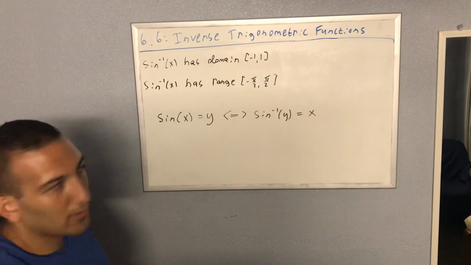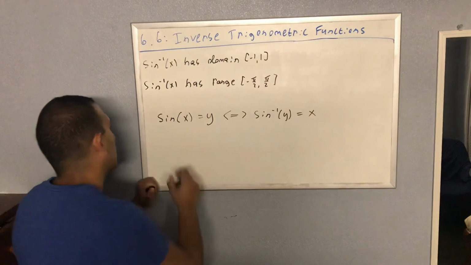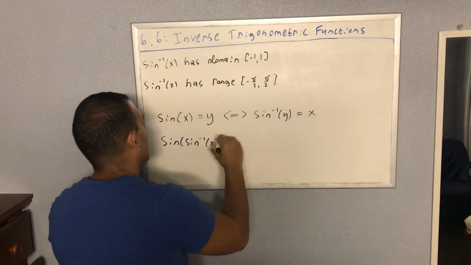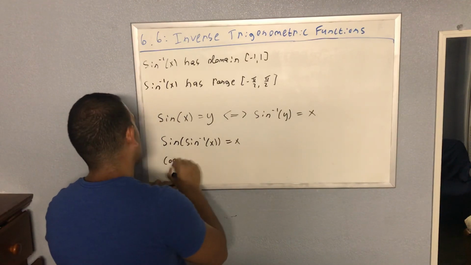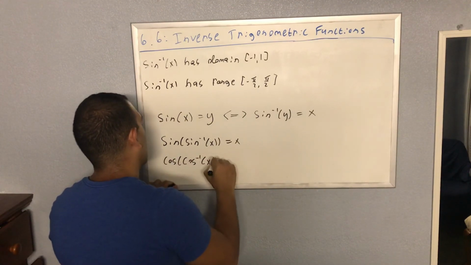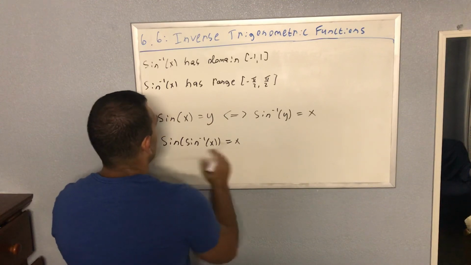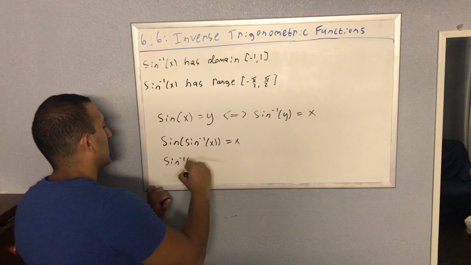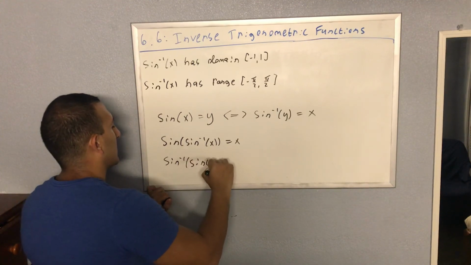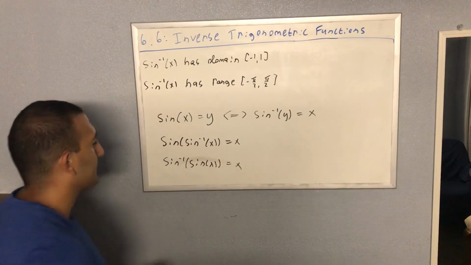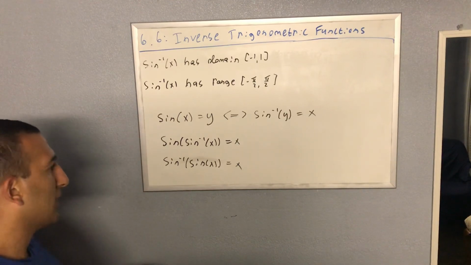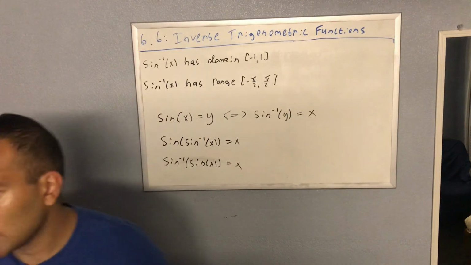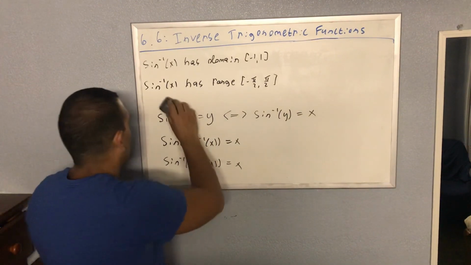Okay, and also we have the cancellation properties as usual. So sine of sine inverse of x is x. Oh, sorry, I didn't mean to switch to cosine. It's valid for cosine too, but what I meant is sine inverse of sine x is also x. So these are the cancellation properties, or cancellation equations, but we see this all the time.